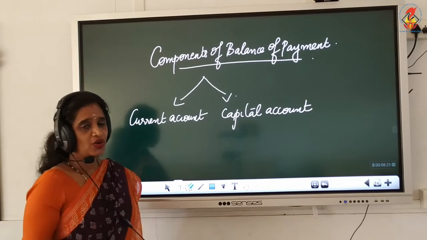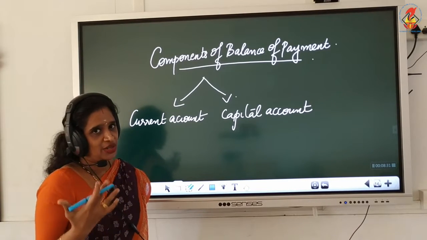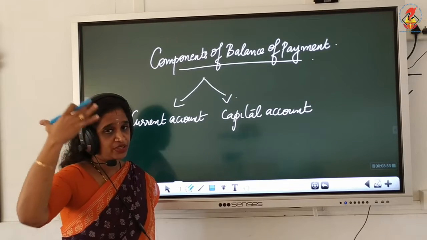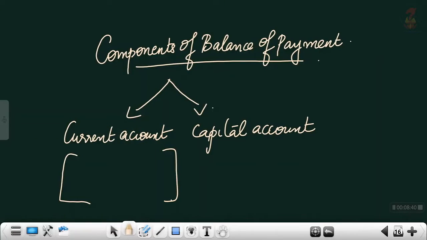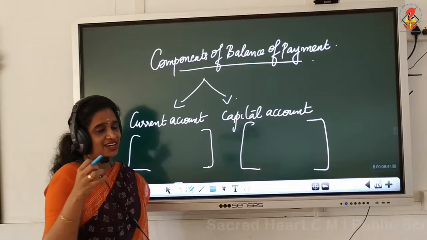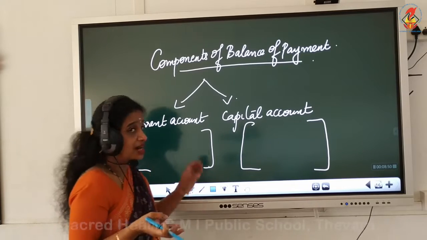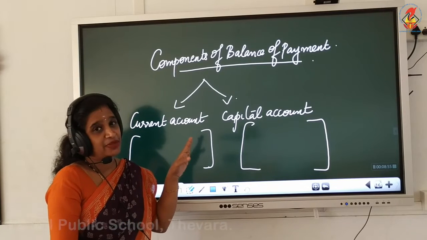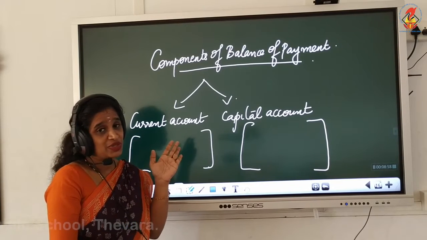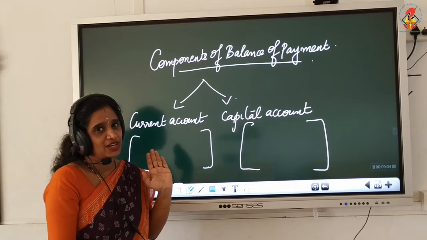Now let us see what items are there in the current account and what items are there in the capital account. All the items which relate to capital receipts and payments will come under capital account. So you can just imagine what things will come under capital account. All those items which relate to capital receipt and capital payment come under capital account.